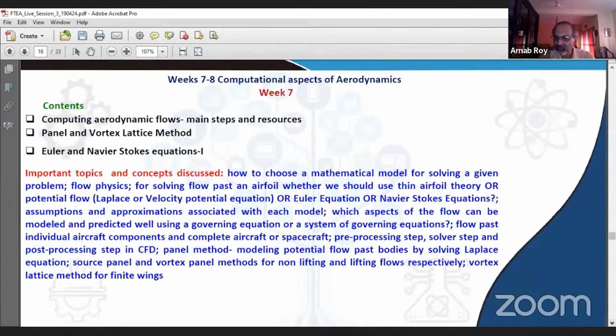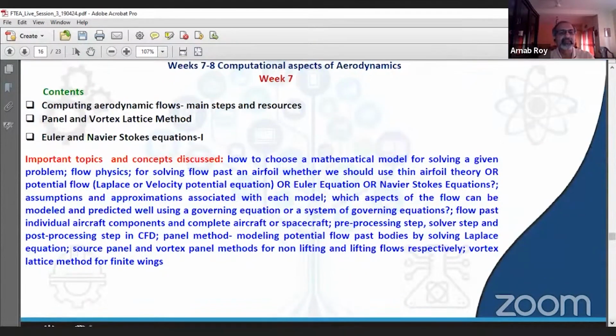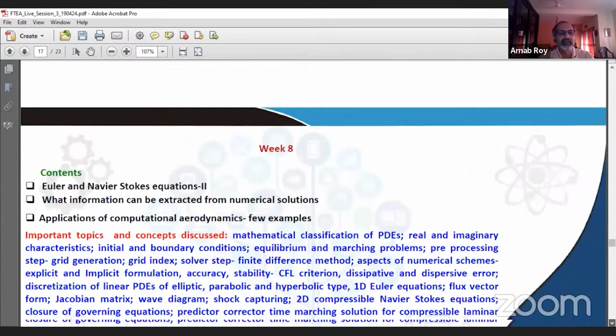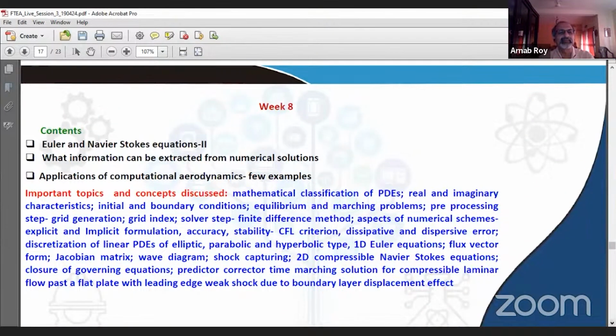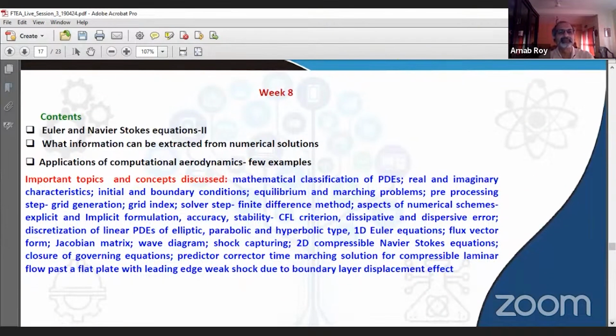In week 7, we talked a little bit about concepts related to computational aerodynamics. And there we tried to start from the panel and vortex lattice methods. And then we tried to go to the Euler and Navier-Stokes equations, and some amount of discussion related to Euler and Navier-Stokes happened in this week, and the rest we did in the subsequent week.